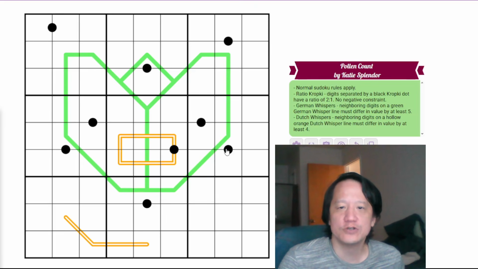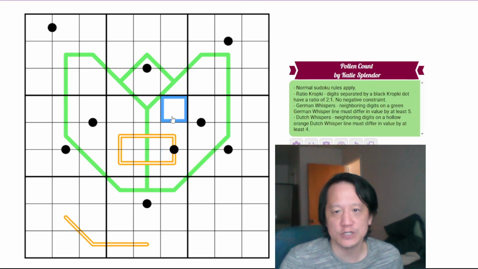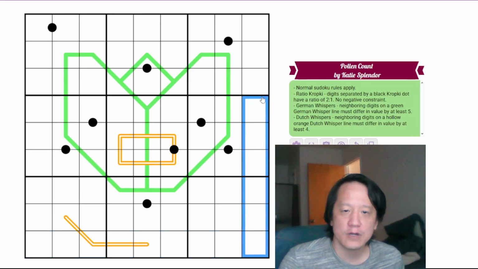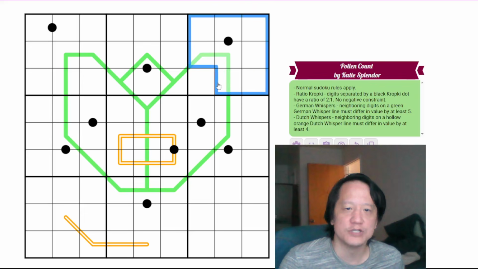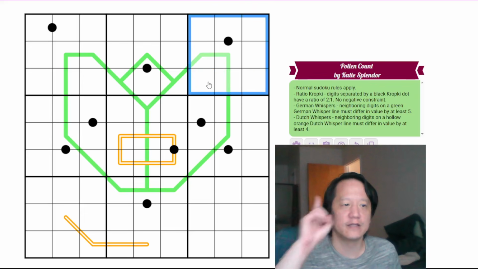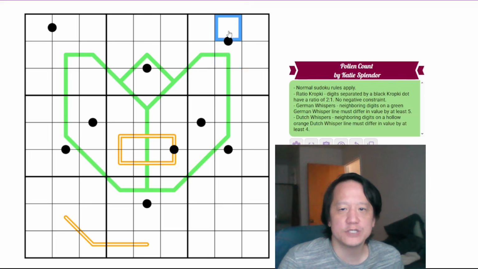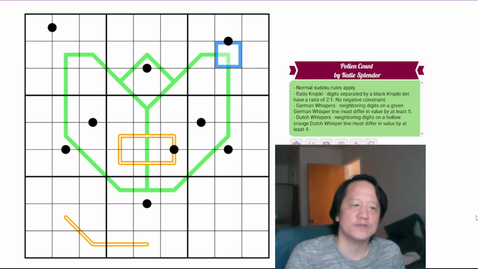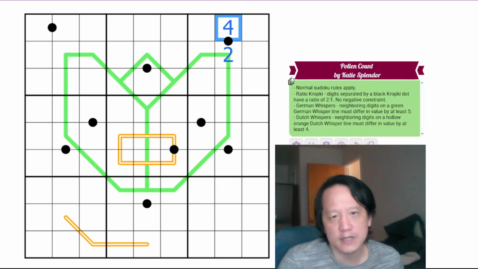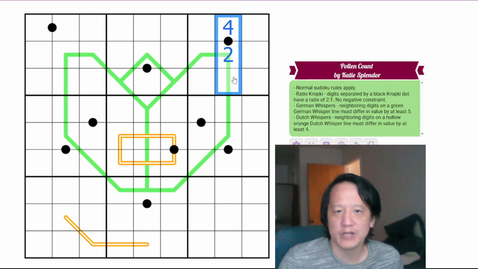Normal Sudoku rules apply, which means in every cell in the grid, place a single digit such that every row, column, and designated 9-cell region contains the digits 1 through 9 exactly once each. We have ratio Kropke dots, where digits separated by a black Kropke dot have a ratio of 2 to 1, and there is no negative constraint. So, for example, if this were a 2 here, this would have to be a 1 or a 4 to maintain a 1 to 2 ratio between them, because there's a black dot between them.